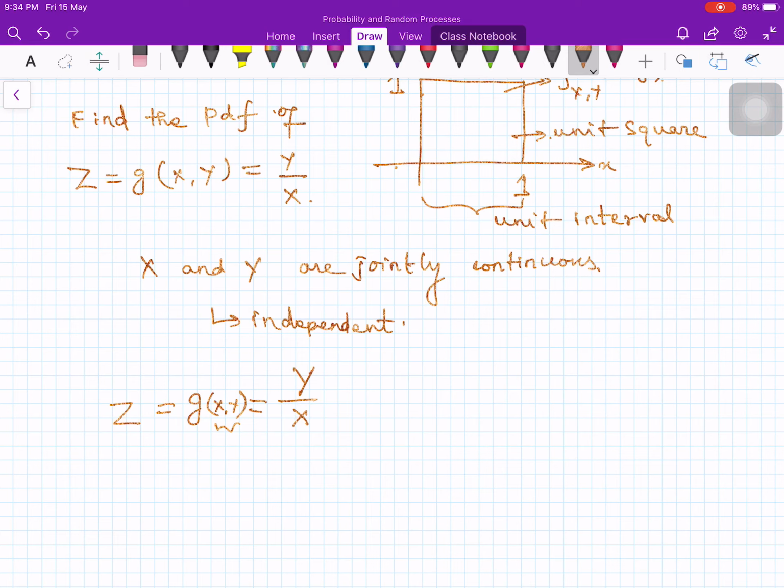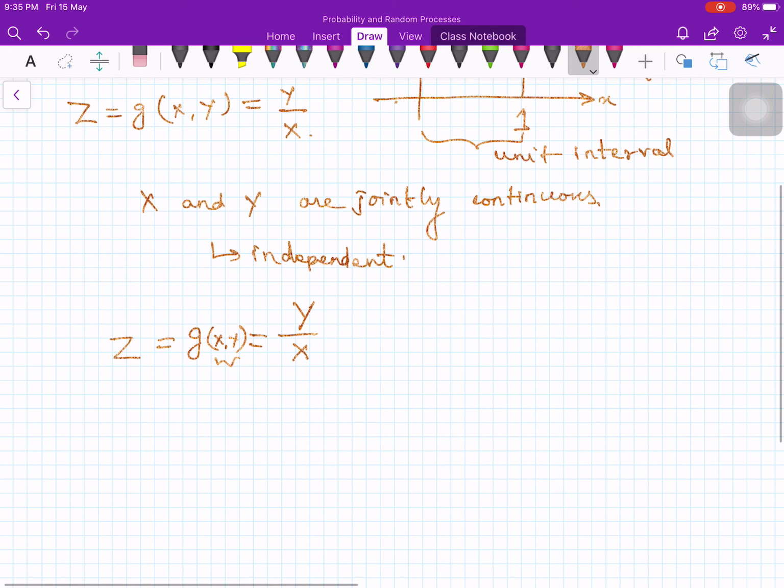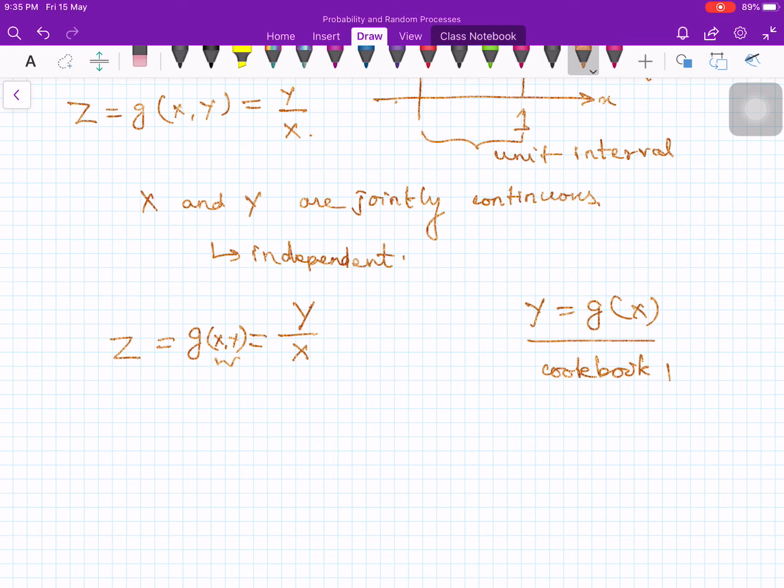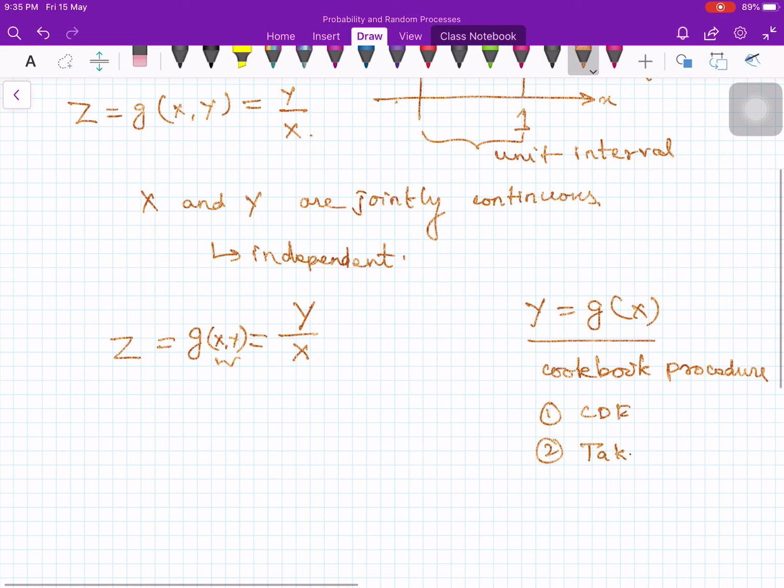Well, the same procedure, that is the cookbook procedure that we used in the last lecture for the case of a single random variable. If you have a single random variable, like y equal to g of x, there also we used this cookbook procedure. What is the cookbook procedure? First find the CDF of the random variable of interest, that is y, and then take the derivative. That's all. This is the two-step procedure. The same approach that we are going to use here also.